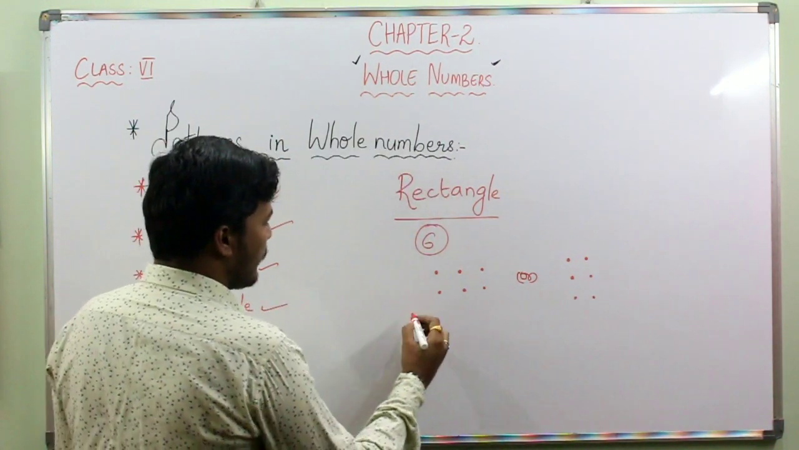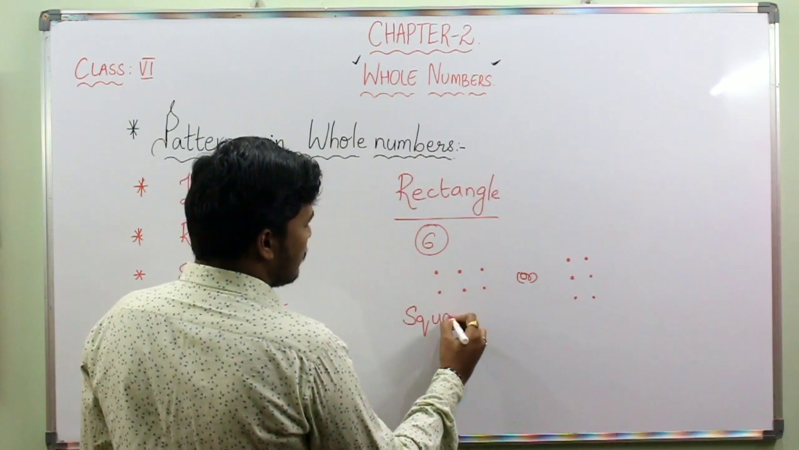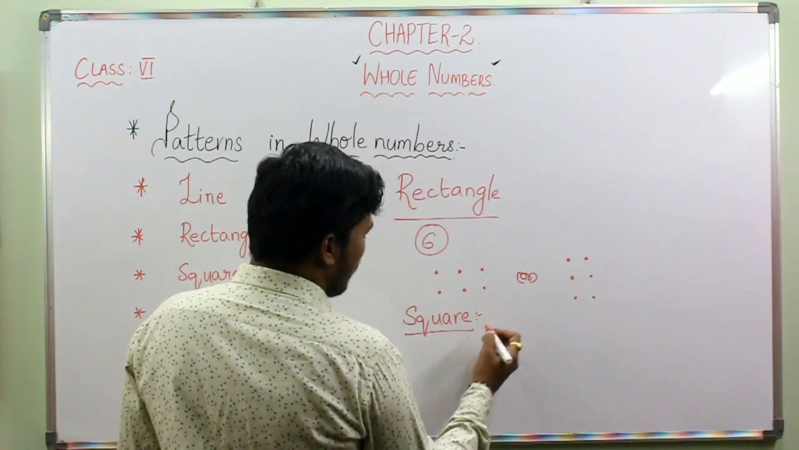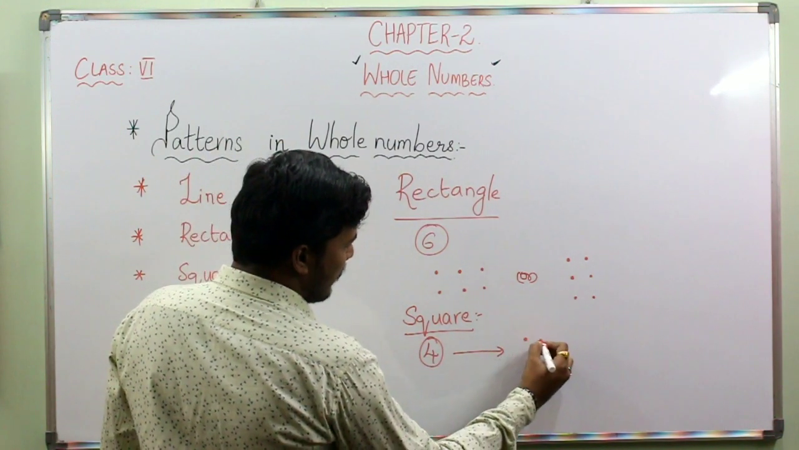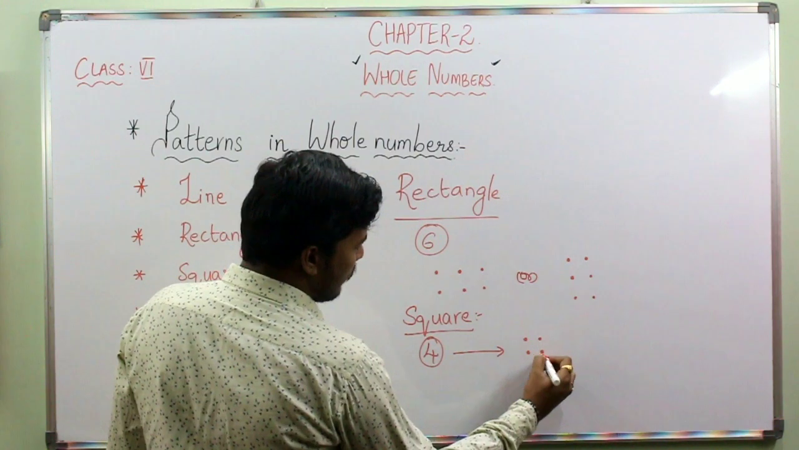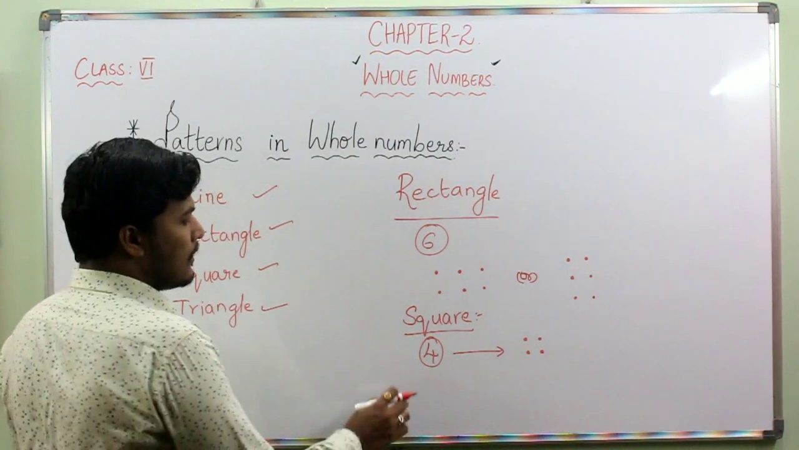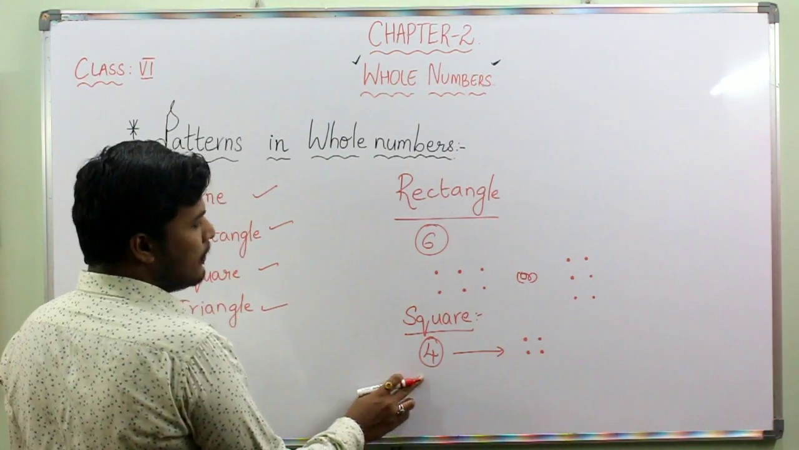The next one is square. For this, let us take an example of 4. I am using 4 dots here: 1, 2, 3, 4. This is how a square forms for the number 4.